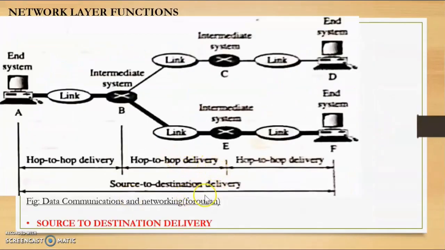So this is the figure which is given in the textbook by Forouzan, Data Communication and Networking. Now say for example, A wants to send data to F, and A and F are in different networks. Then A will first send it to intermediate node B, B will then send to intermediate node E, and then E will send it to F. So sending the data from A to B or B to E or E to F is hop to hop delivery, which is the function of the data link layer. But the network layer is concerned with source to destination delivery.